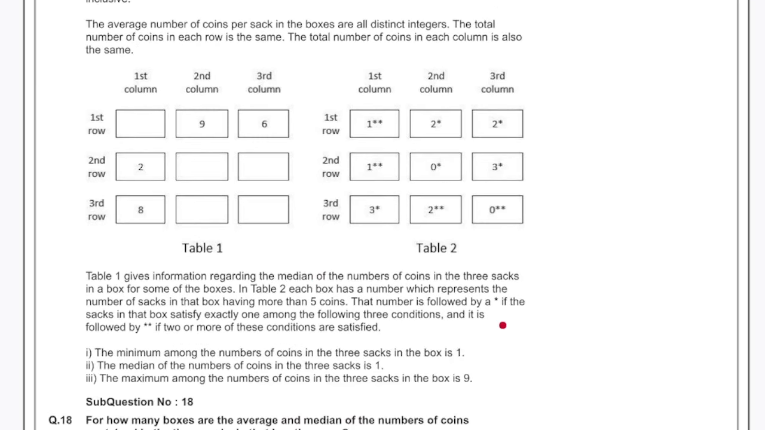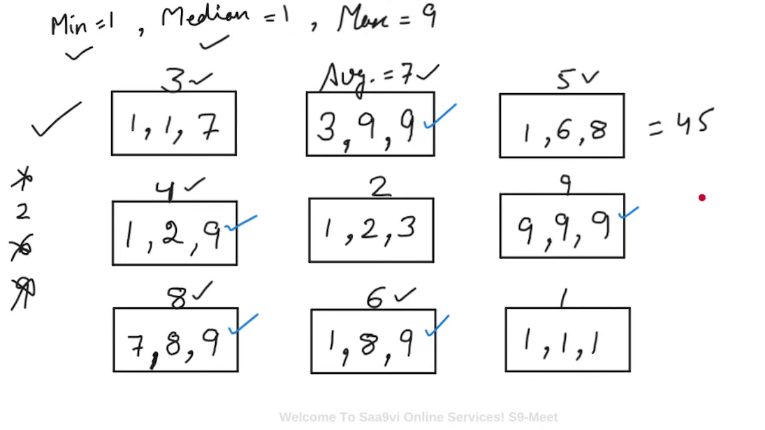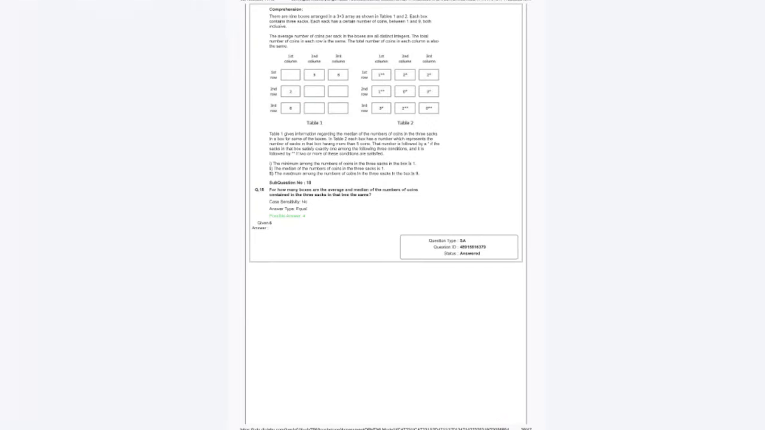The next question says, for how many of the boxes are the average and median of the number of coins contained in the 3 sacks in the box the same? So the average as well as the median should be the same. So it's average 3, median 1, average 7, median 9, average 5, median 6, average 4, median 2. So first is this one. Average and median both are the same. Second is this one. 3 and 4. So there are 4 boxes that we have actually. So this is also done.